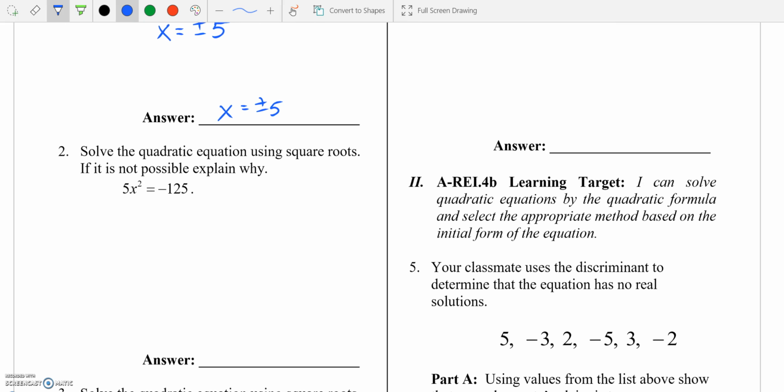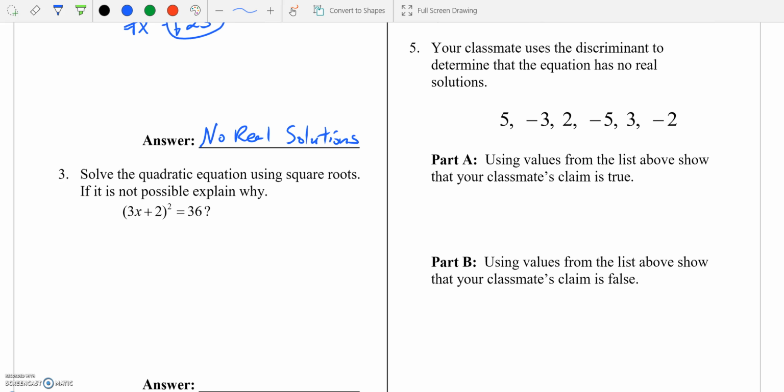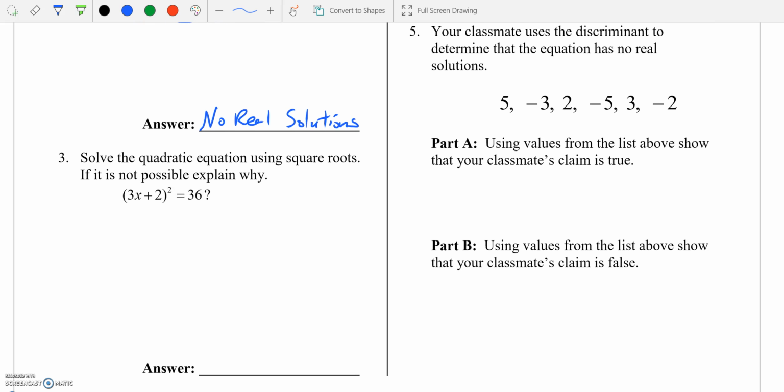Okay. Number two, again, solve using square roots. We're going to start by dividing by -5 this time. Positive 5, those cancel. X squared is equal to -25. When I take the square root of both sides, the square and the square root cancel out. But this time I cannot take the square root of a negative, because we can only take the square root of positive numbers, so my answer is no real solutions.